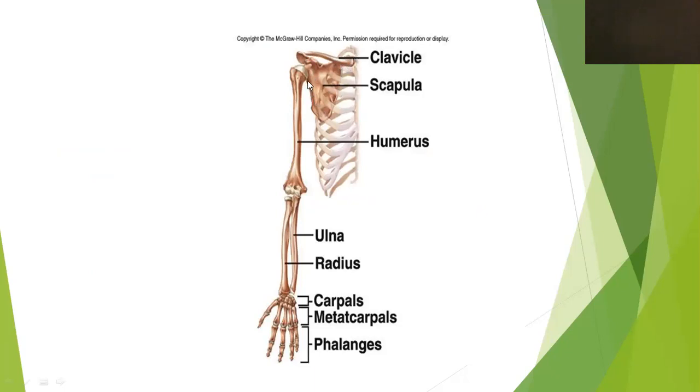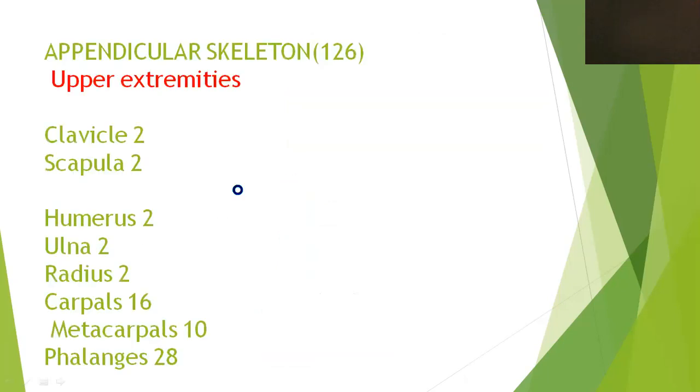And this bone, which is posterior, behind the ribs, is the scapula. It is an almost triangular-shaped bone. So clavicle, scapula. Then this bone is known as the humerus. It forms the skeleton of the arm. Okay, so humerus. Right and left humerus.